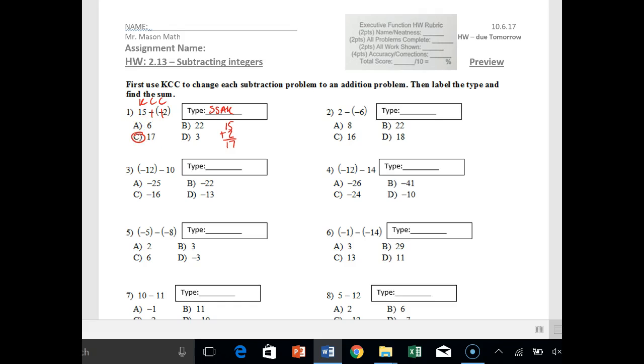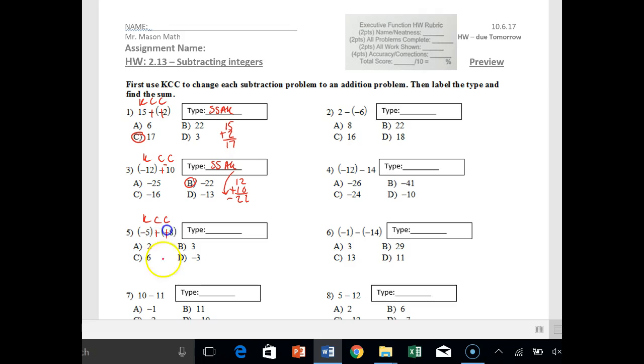Boom, I'm done. Number 3, KCC. Keep it, change it, change it. The 10 becomes a negative 10. So I now have negative 12 plus negative 10. SSAK. Same signs, so I add them and keep the sign. So 12 plus 10, 22, but I keep my negative sign because it's SSAK. Right?